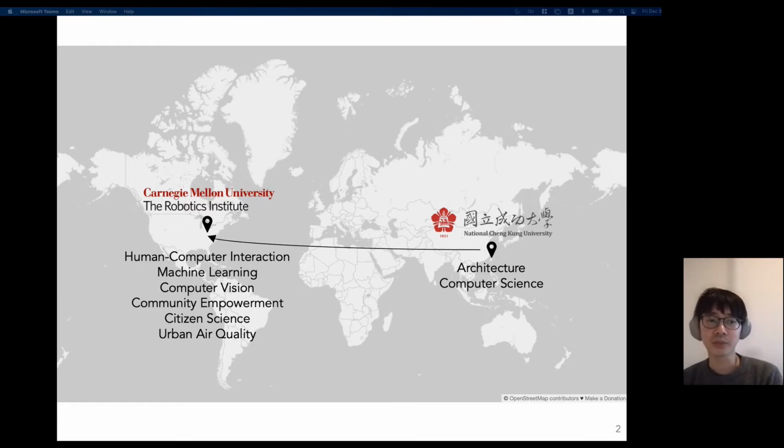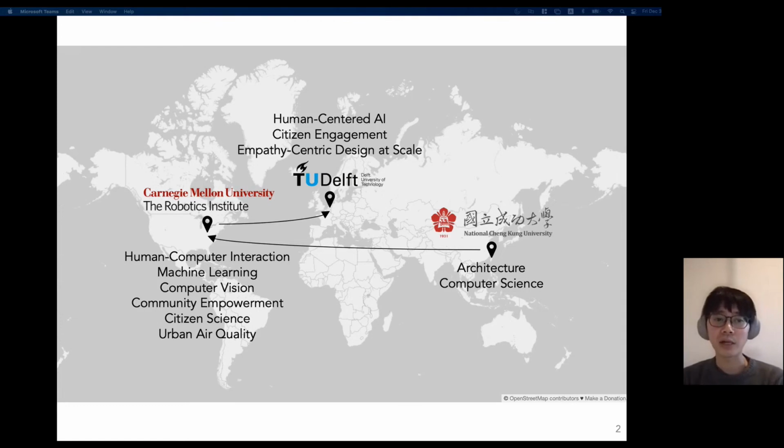I study human-computer interaction techniques, machine learning, computer vision, and I also work a lot with local people and eventually got very interested in the citizen science area, especially in urban air quality issues. Over this presentation, I will talk about several projects that I did with the local communities on urban air quality. Now I just moved to TU Delft this March, and I'm working on human-centered AI approaches to build systems to engage people in large-scale conversations, for example, on COVID-19 issues.